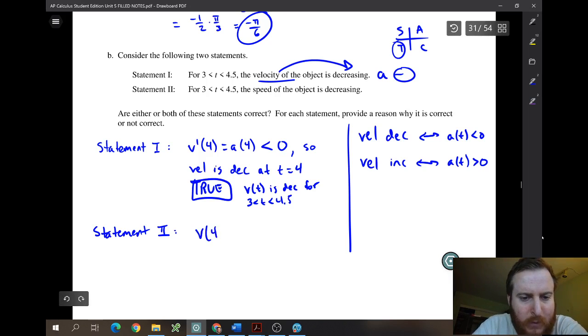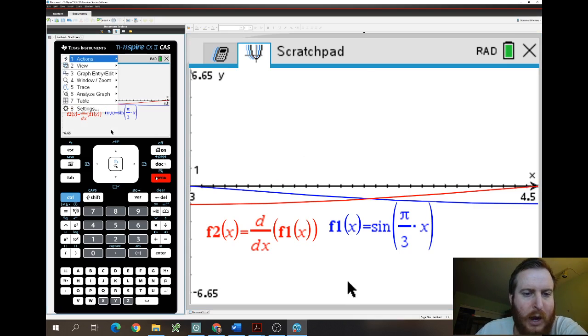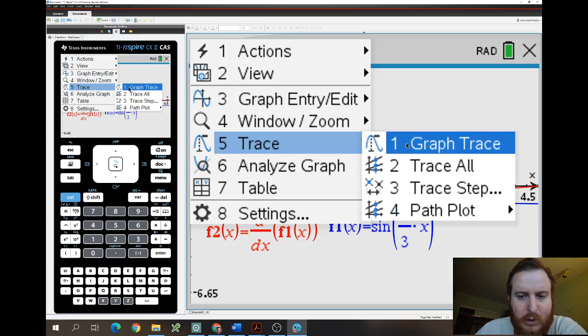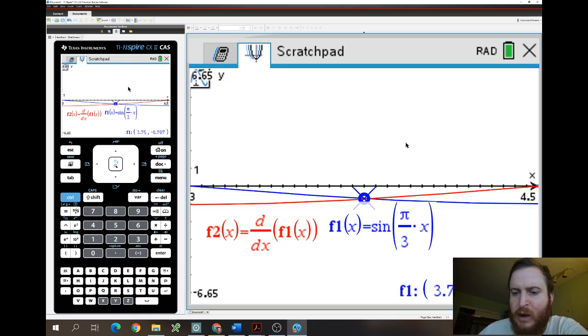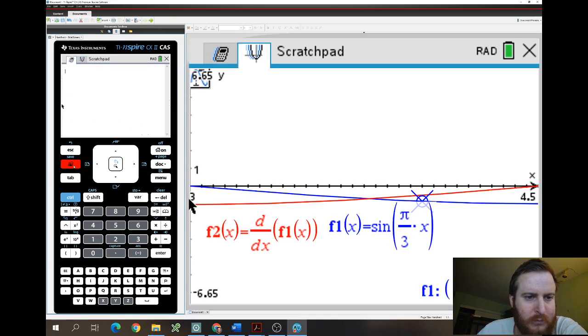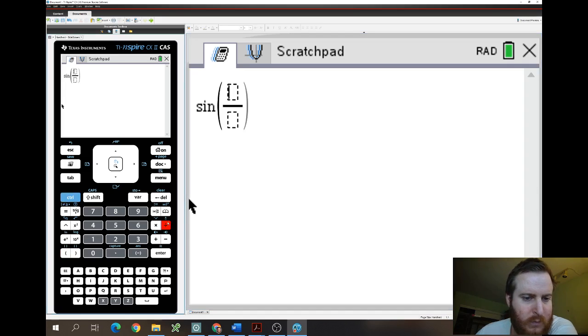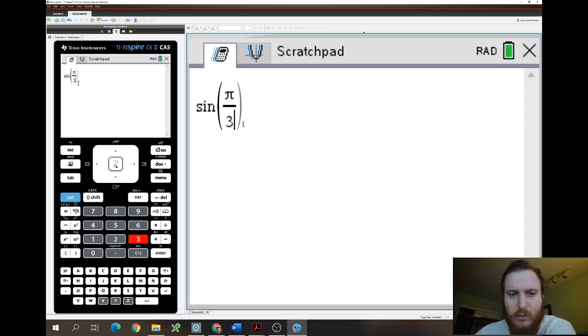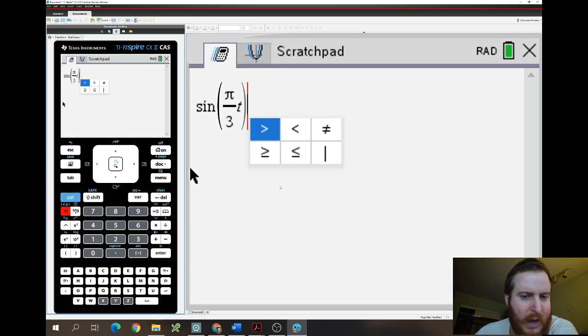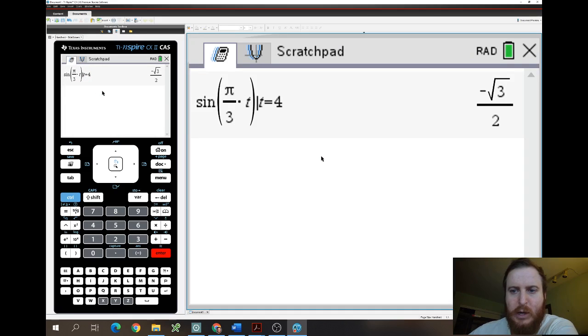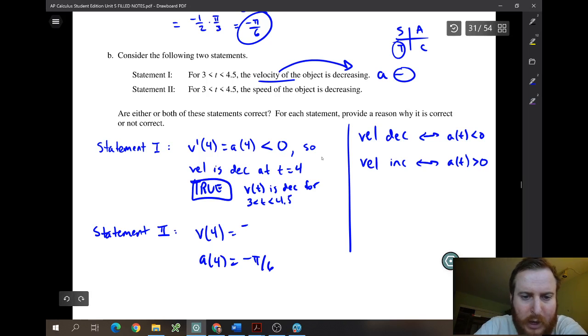Okay, so we want to know what is v of 4 and what is a of 4. Well, we already know a of 4 was negative pi over 6. For v of 4, we can just plug it in. I already have it graphed here, so I can do the trace button for the blue graph, that was our v graph, and type in 4, and get negative 0.866. Or we could have gone back and done sine of pi over 3, our original, for our velocity at time equals 4. We get negative square root of 3 over 2. Either way, negative square root of 3 over 2.